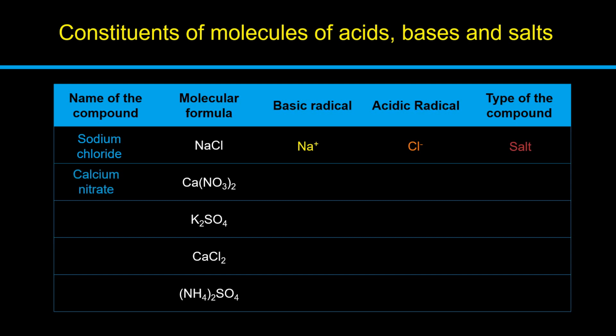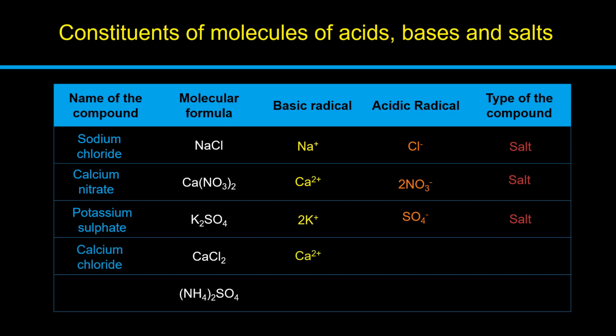Then Ca(NO3)2 is calcium nitrate, which has the basic radical Ca2 plus and 2 NO3 minus present. So it is a salt again. Next, K2SO4, which is potassium sulfate, having 2 K plus ions and SO4 minus, making it a salt again. CaCl2 is calcium chloride, having Ca2 plus and then 2 Cl minus ions, it is a salt again.